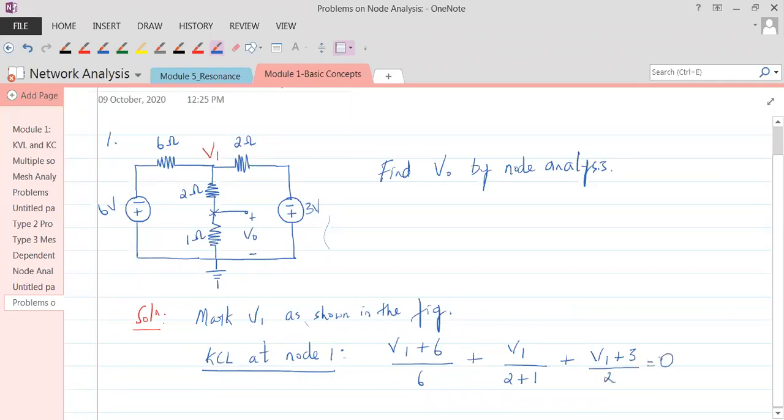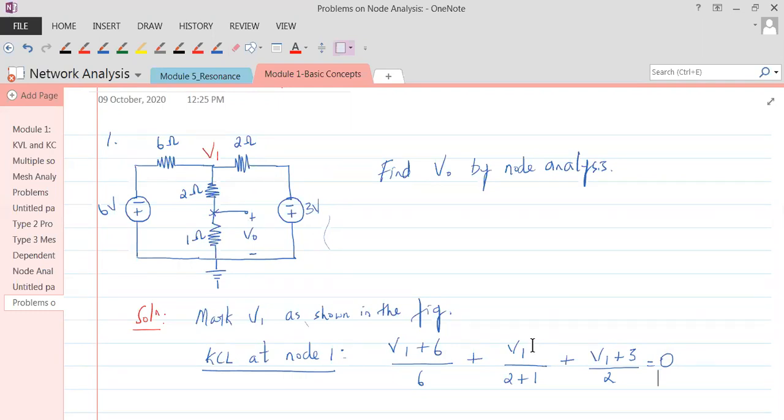So how many unknowns are there now? There's just one unknown. We still have not taken care of V0. Let me take care of that later. But as of now, when I applied KCL at node 1, there's just one unknown, and one equation is sufficient. There is no need of applying KCL to another node. Is that okay with you?